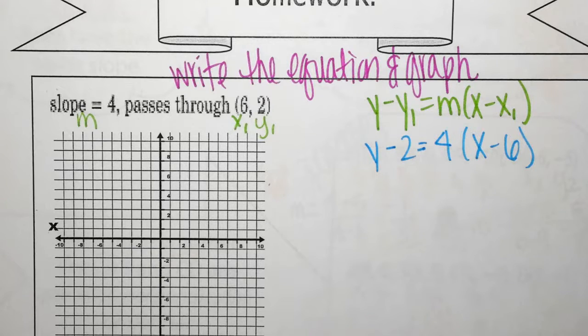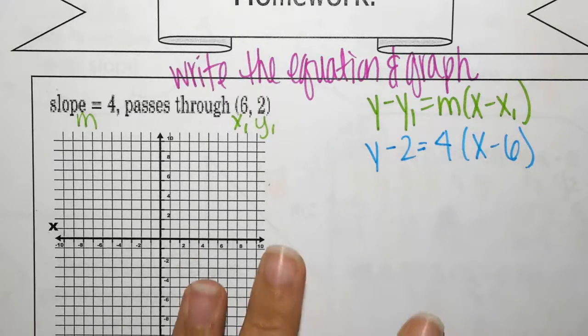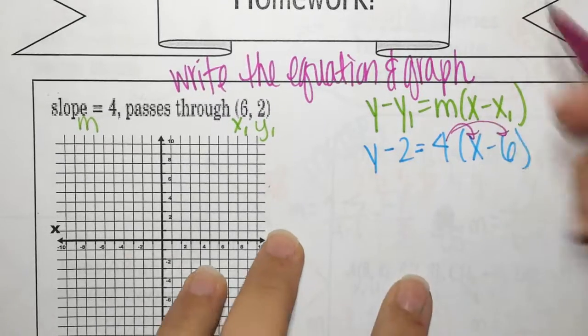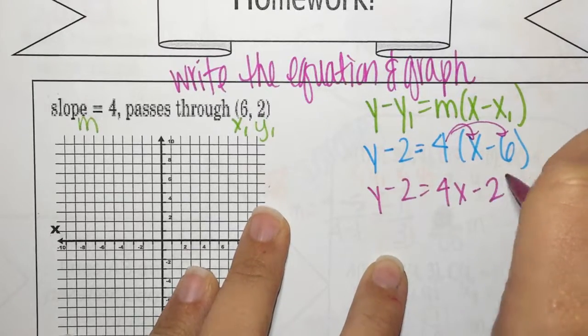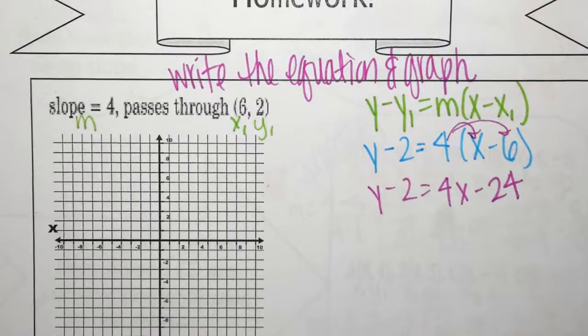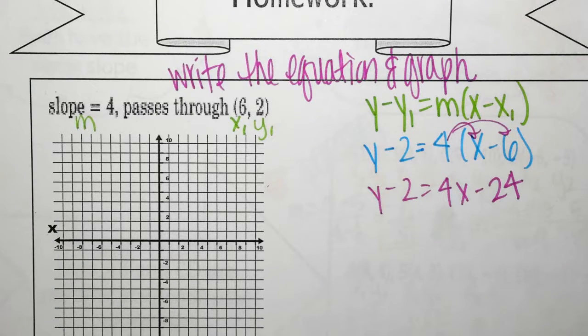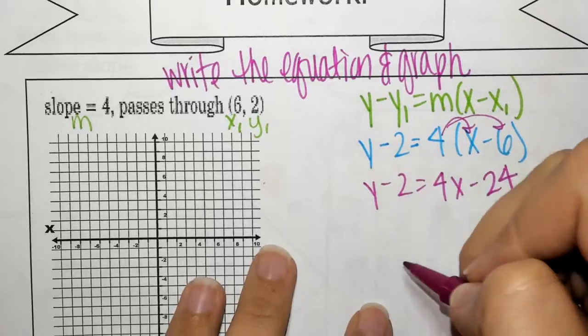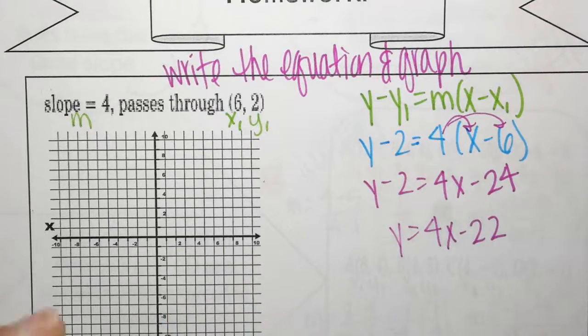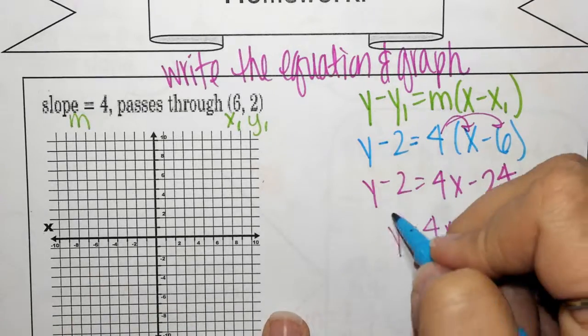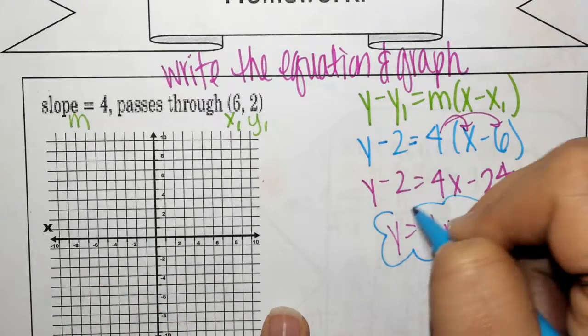Now you might be saying to me, we need to turn that into slope-intercept form. Well, you can if you want to. How would you turn this into slope-intercept form? What would you have to do first? You would have to distribute, get rid of the parentheses, and you would say y minus 2 equals 4x minus 24. Then you would add 2, and you get y equals 4x minus 22. Now, can you graph negative 22 on this graph?